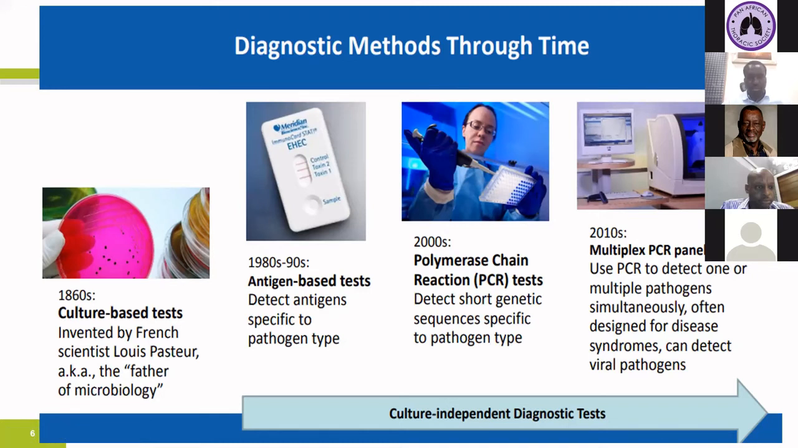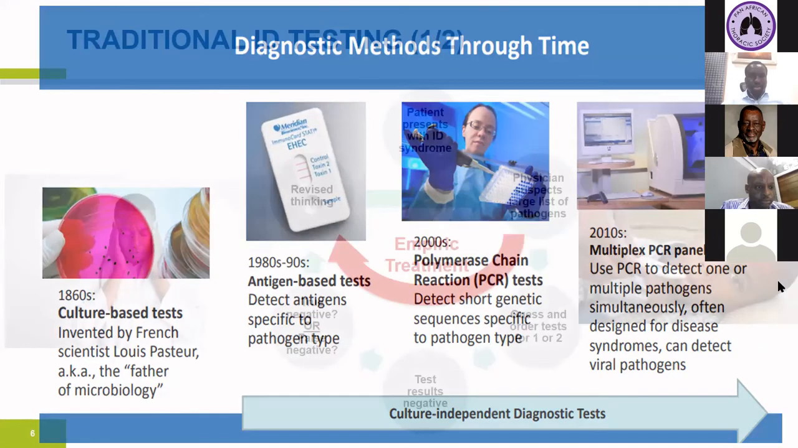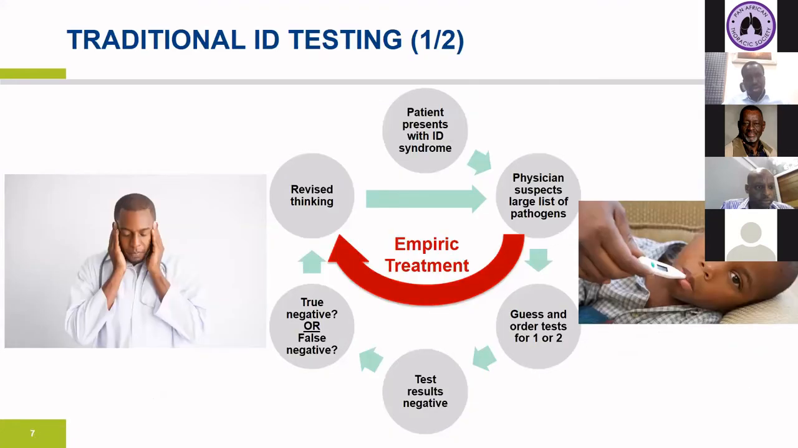I know the GeneXpert was mentioned, but there are also now multiplex PCR panels which can be used to detect multiple pathogens simultaneously. And just trying to show that culture, as was mentioned by one of the speakers, doesn't have a high yield in many cases. And so the culture independent diagnostic tests also have a role to play, especially in a more rapid and broader collection of data. So traditionally in infectious diseases, what we do when a patient presents with an infectious disease syndrome is that the physician or the clinician will suspect a list of pathogens, maybe based on the local epidemiology or based on other factors.